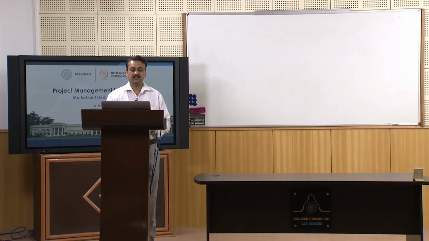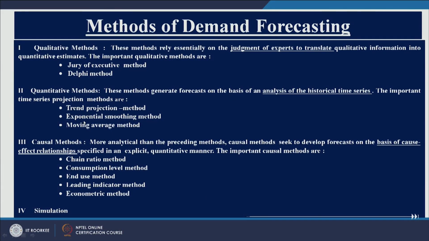On the other hand, you have quantitative methods. We use the past data of, let us say, the sales of a company, and we try to forecast what the demand of that particular company would be in future. And there are again different methods. You have trend projection, exponential smoothing, and the moving average method.